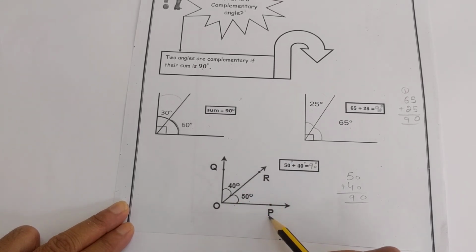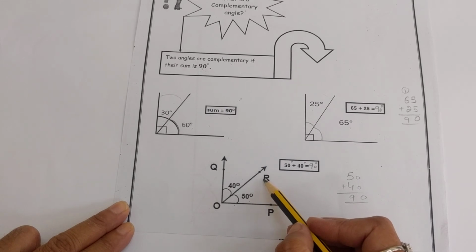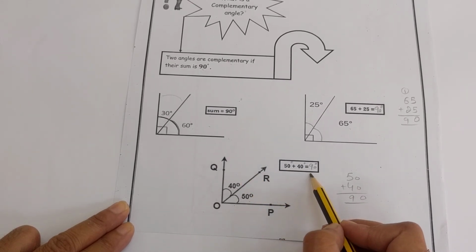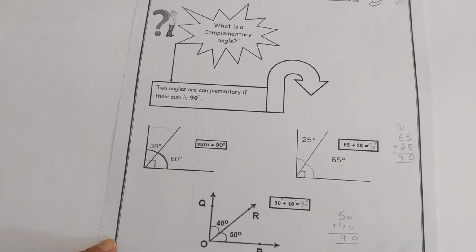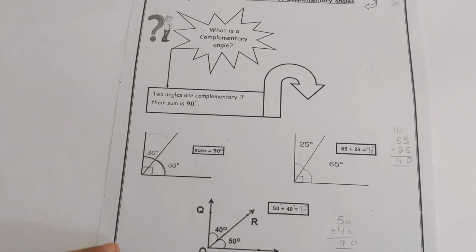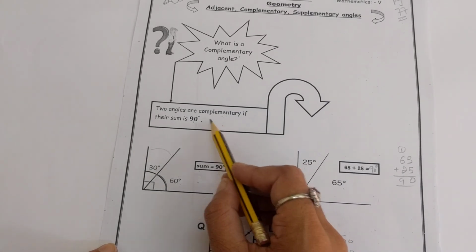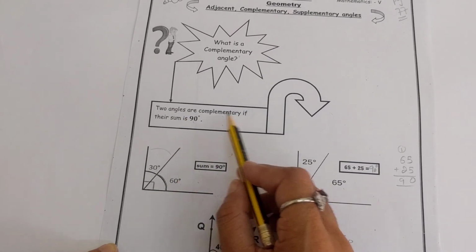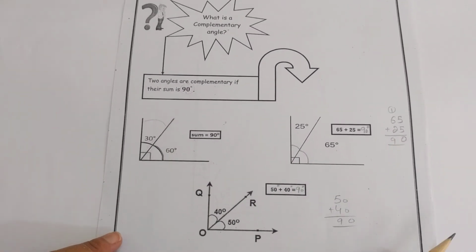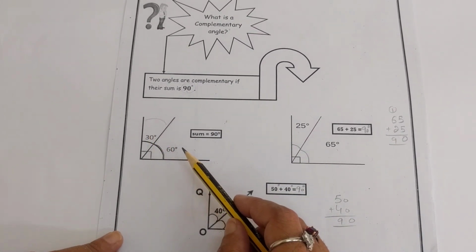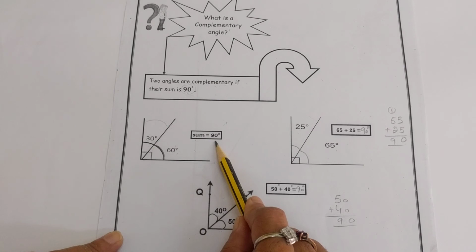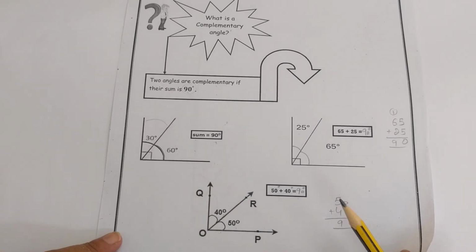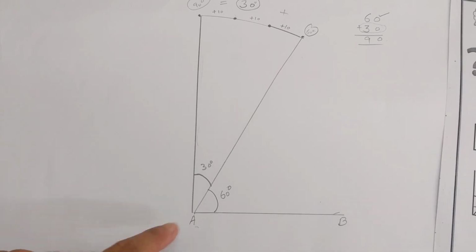Angle ROP and angle QOR. The sum of these two angles is equal to 90 degree. It means these are the complementary angles. So dear students, I hope the concept of the complementary angles is now clear. So revise the definition of the complementary angle. What is the definition? Two angles are complementary if their sum is 90 degree. Whenever you are constructing two angles and you want to check the complementary angle, the sum of the two angles should be equal to 90 degree, and you can also check it with the help of protractor as I told you over here.